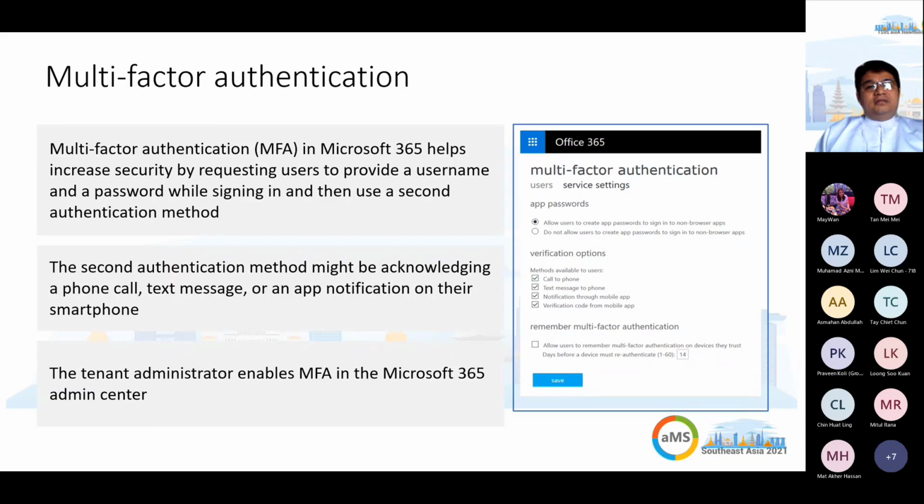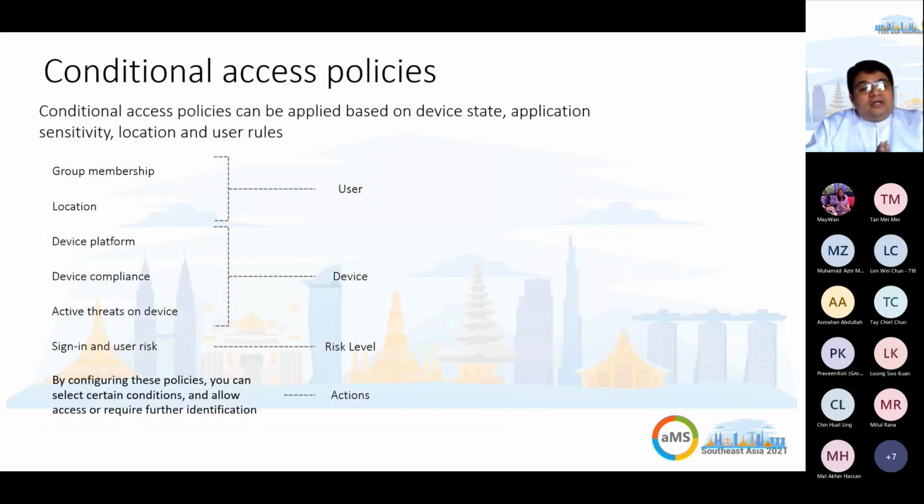Okay, and last on this slide is conditional access. You can see the first is the user. User means a group member, and the user also means location, and you can see the device. For device platform, Microsoft 365 can be used on the Windows platform, macOS, Android, and iOS, and Microsoft 365 can also be used on the Linux platform. Then you can see device compliance and active threat on device. Second is the device, and then the risk level.